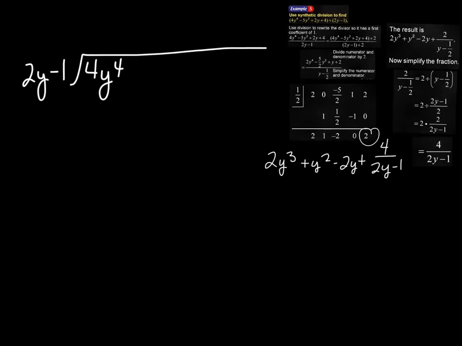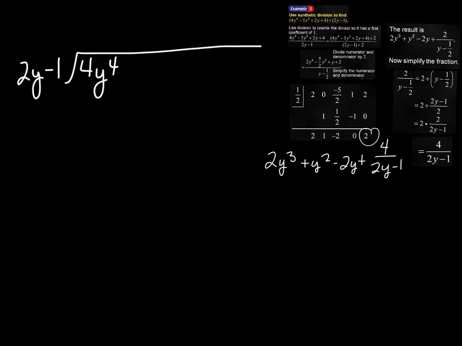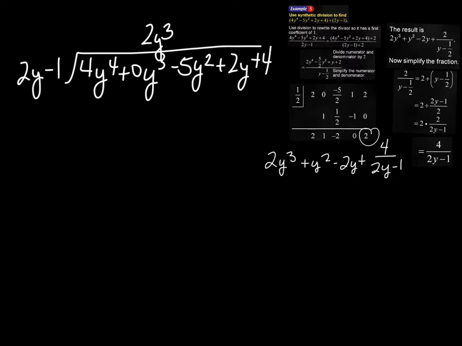You know, when I go to write this down to do my long division, I have 4y to the 4th, and there's no y cubed. So just like in the number 5,280, I'm going to put a plus 0 for a placeholder for my y cubed. And then I've got minus 5y squared plus 2y plus 4. And we'll go back to the simple question. What do I need to take 2y times to get 4y to the 4th? 2y cubed. So I've got 4y to the 4th minus 2y cubed.